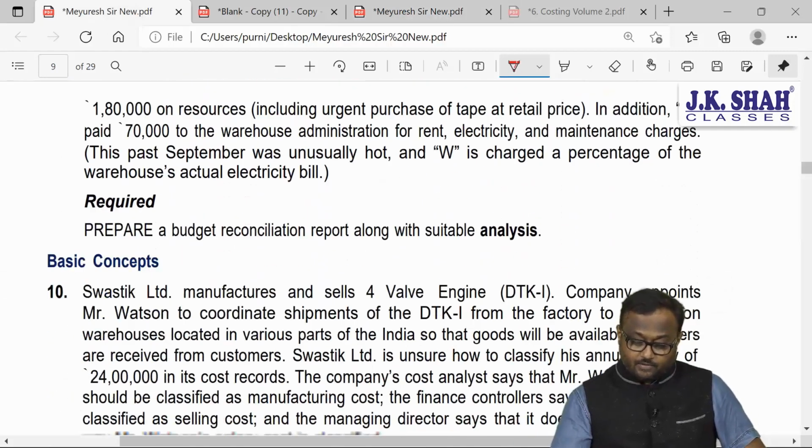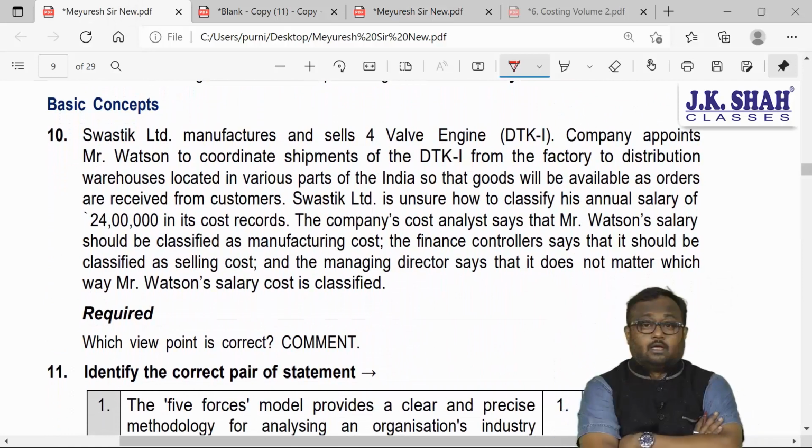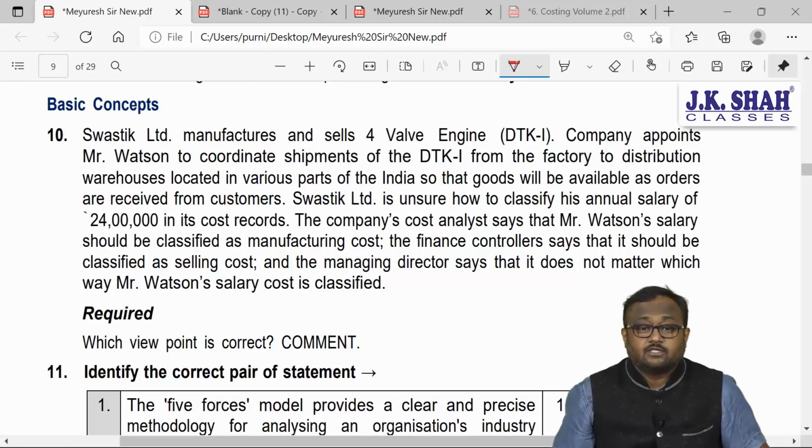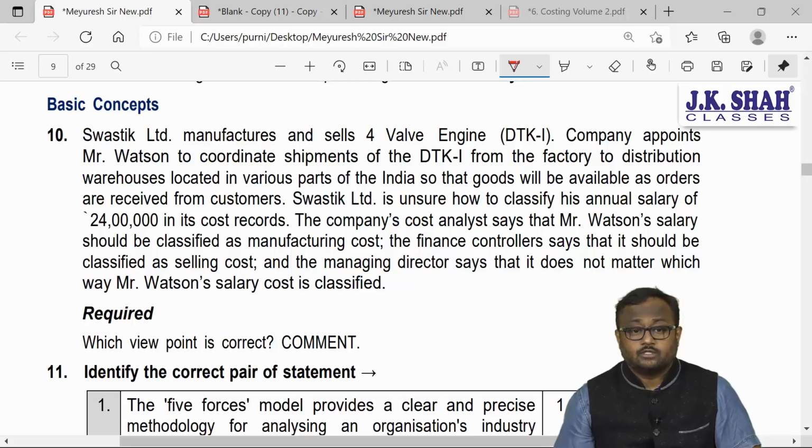So that was question number 9 for you guys. Now the next important part, question number 10. Swastik Limited manufactures and sells 4-valve engine DTK1. Company appoints Mr. Watson to coordinate shipments of DTK1 from the factory to distribution warehouse located in various parts of India, so that goods will be available as orders are received from the customers.